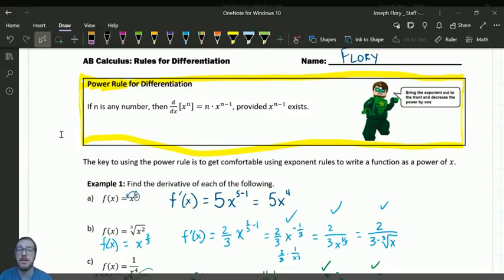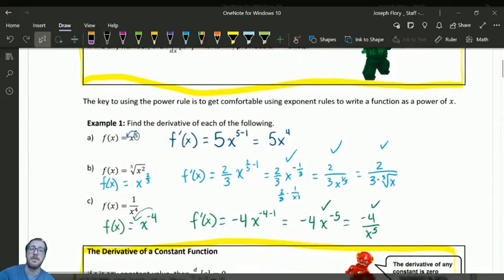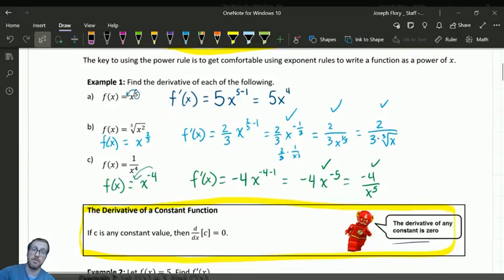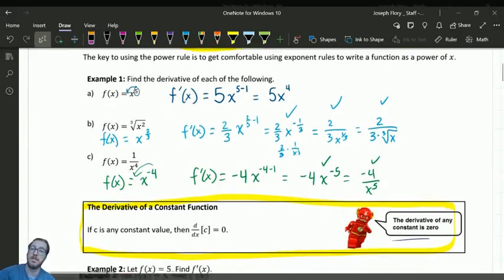So what these are is a series of shortcut rules to allow us to take the derivative without having to use the limit definition. Okay, and they will give us new derivative functions. We can use them to find those functions, or we can use them to find the derivative at a point. The key to using the power rule is to get comfortable using exponent rules to write a function as a power of x.